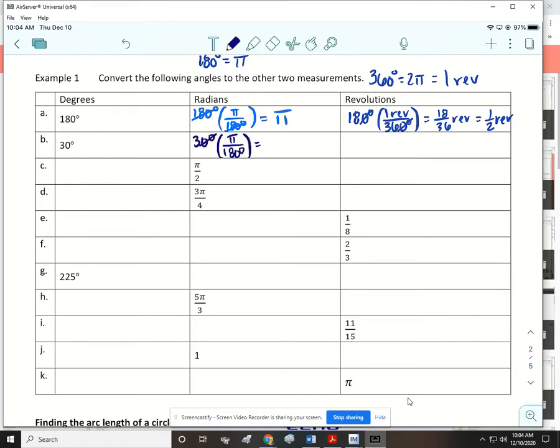Now a 0 and a degree is going to cancel. So in the numerator, we multiply across, we get 3 pi over 18. And then I would want you guys to reduce that down to pi over 6. So pi over 6 is 30 degrees written in radians.